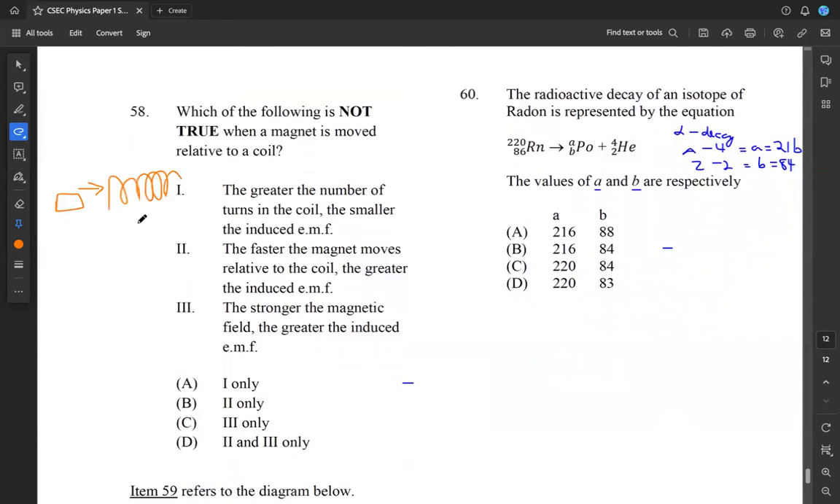We have a coil and a magnet that's coming in and out, and that induces an EMF in the coil, right? When we do that in and out motion, which is not true about that electromagnetic induction situation?